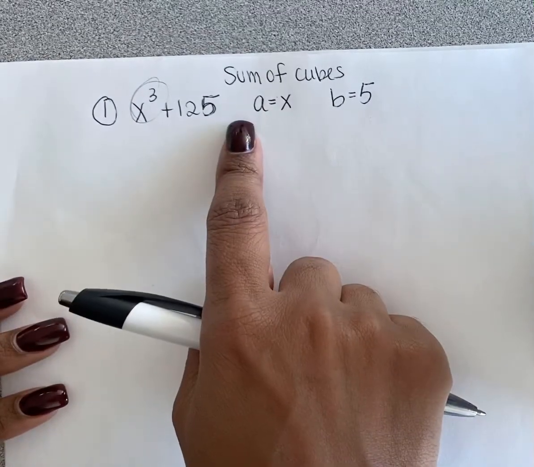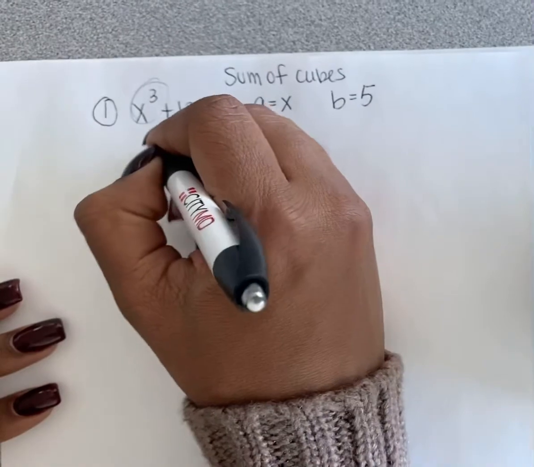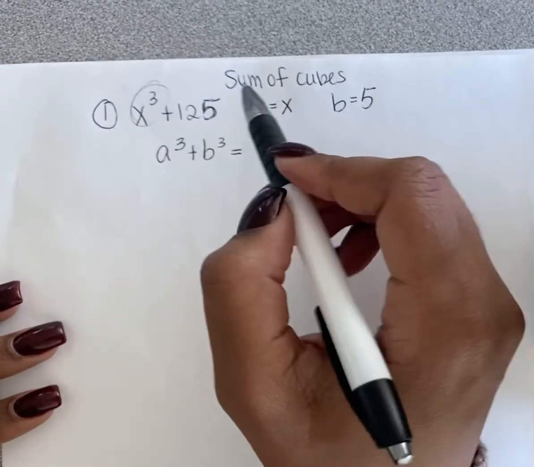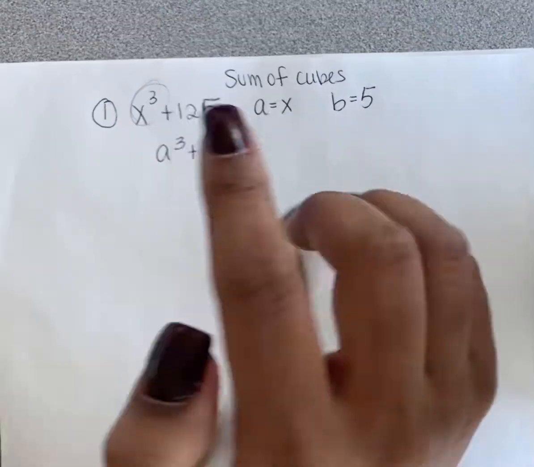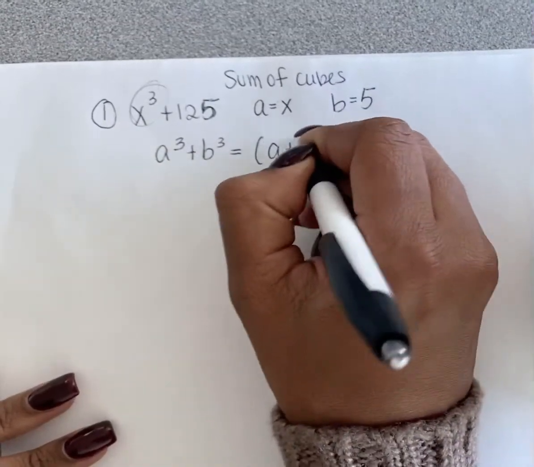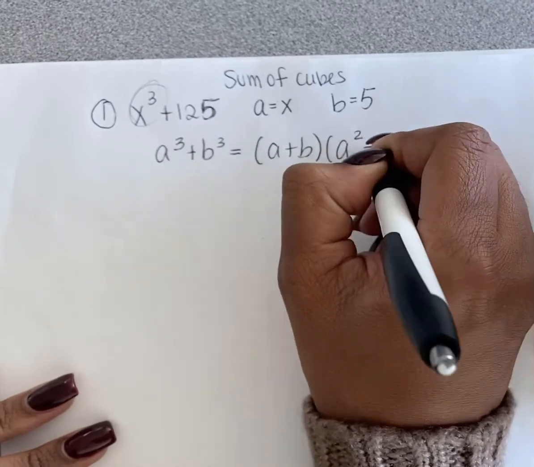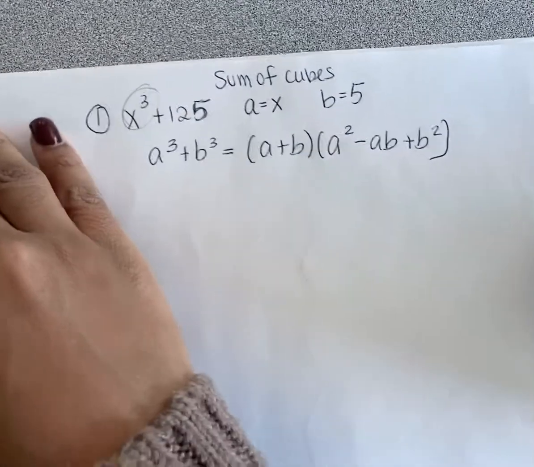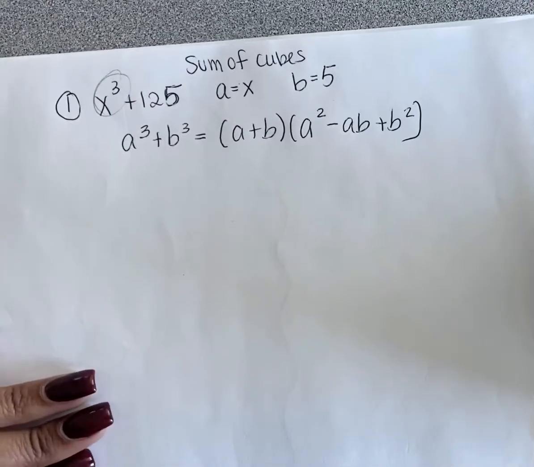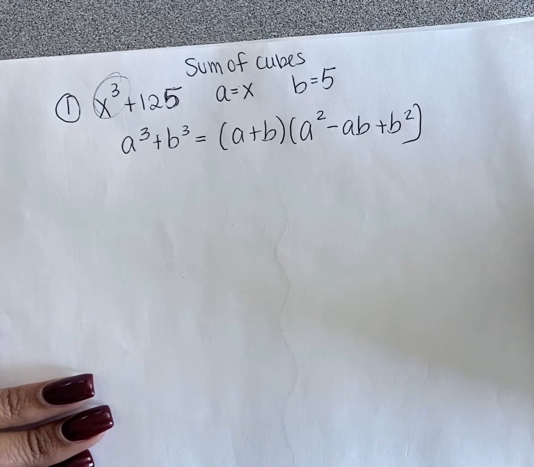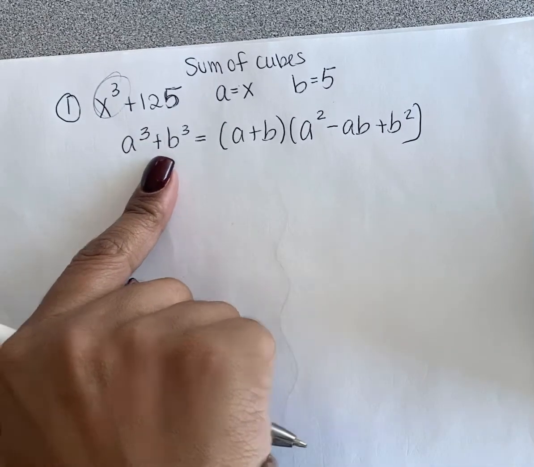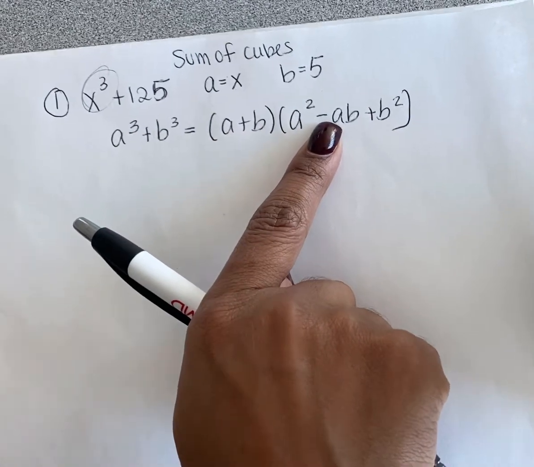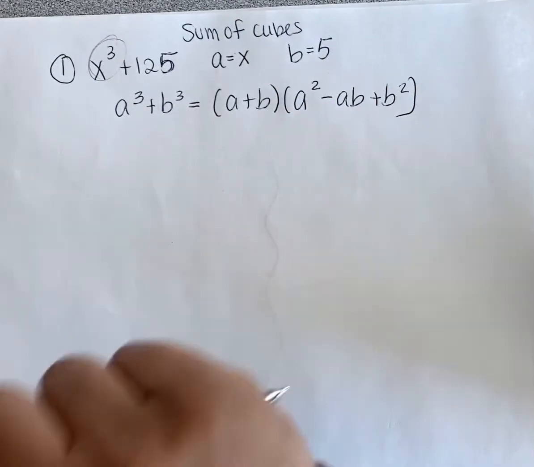So the rule for the sum of cubes is a to the third plus b to the third equals a plus b times a squared minus ab plus b squared. These are rules that are not given to you on your Regents exam. You do need to memorize them. The way I remember it is when I'm adding, or I have the sum, the first is positive, the second is negative. And then we'll talk about what it would look like when we are subtracting.